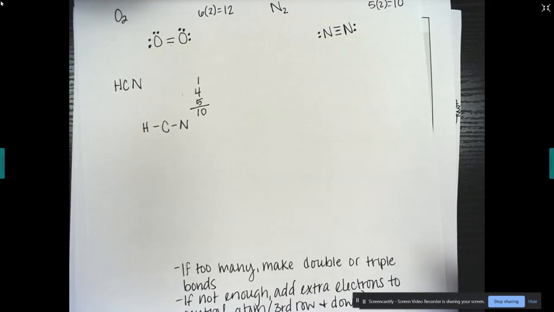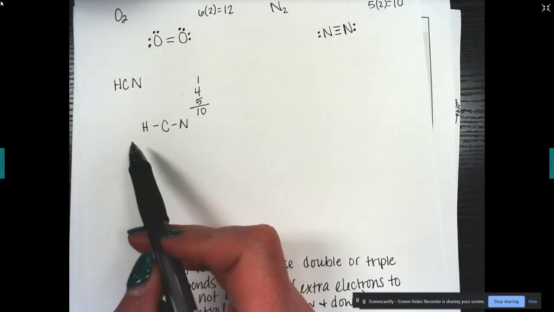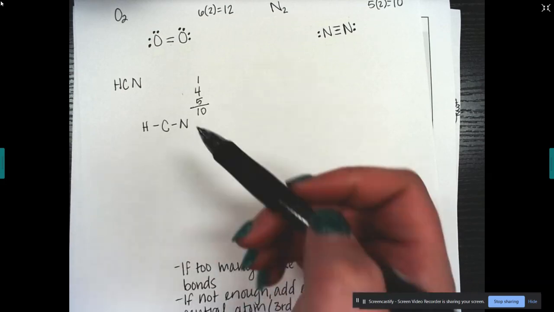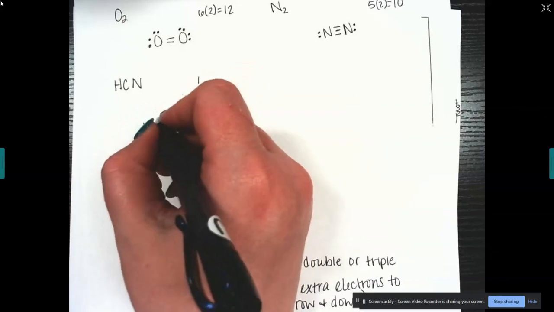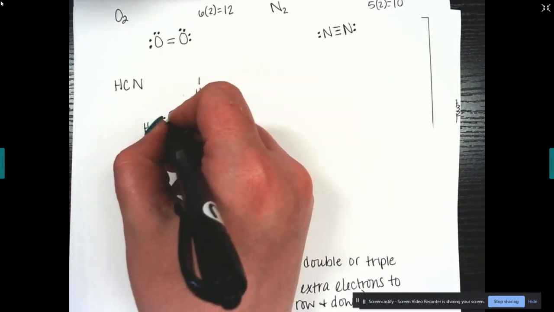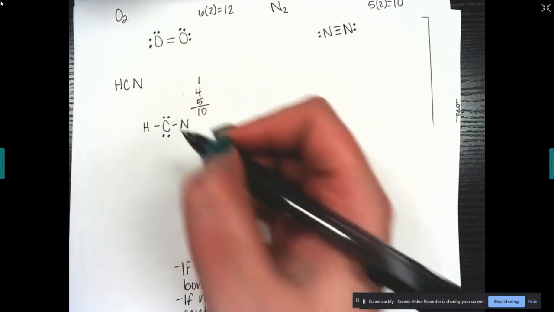Okay, so then we start adding dots to get to 8. Do I add any dots to hydrogen? No. Carbon, it has 4 around it with the 2 bonds, so I need 4 more dots. So I'll put a pair on the top, and I'll put a pair on the bottom.